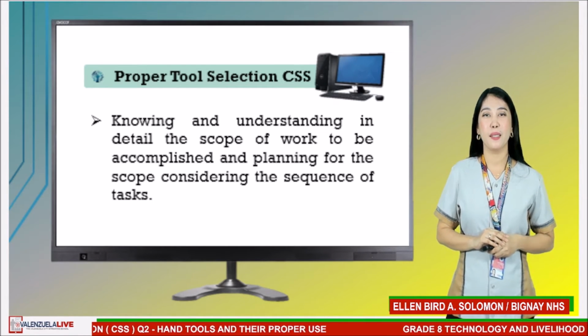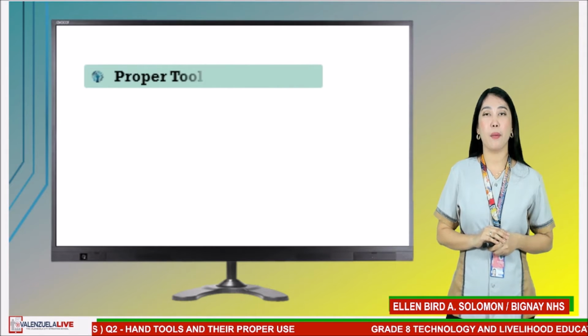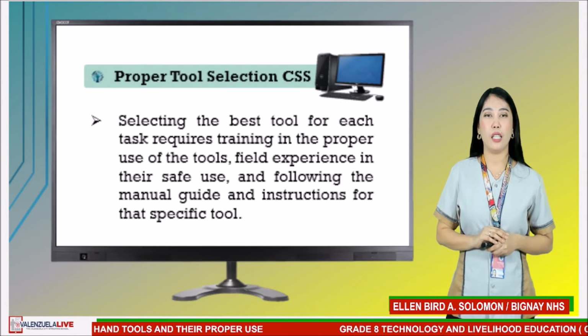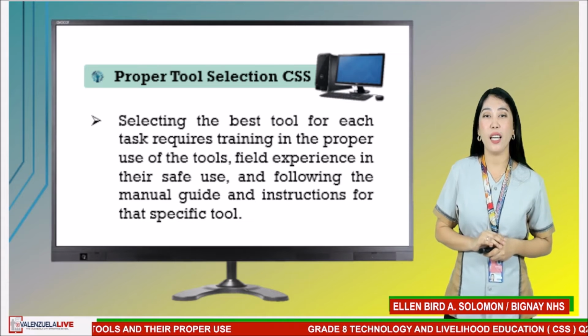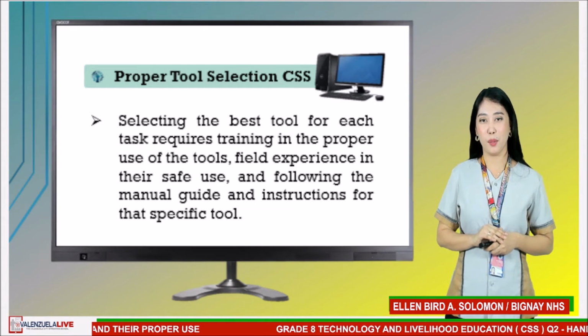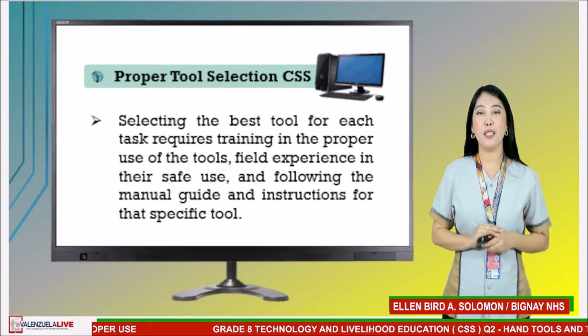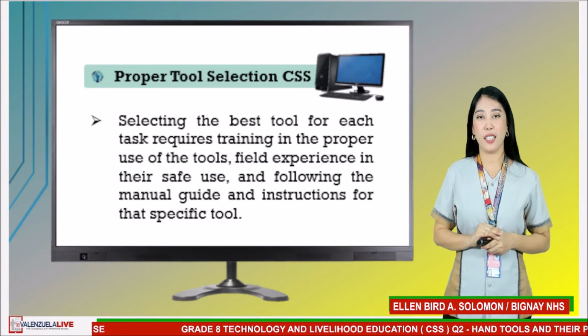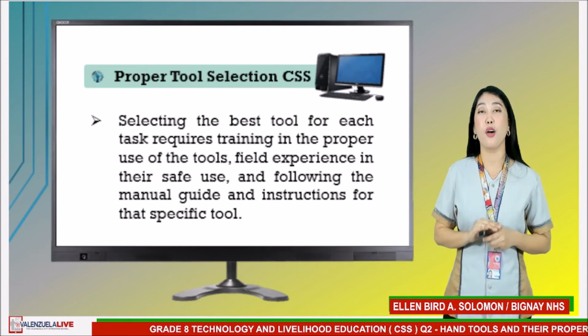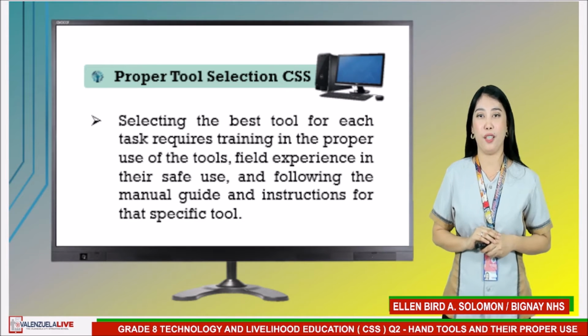Next, selecting the best tool for each task requires training in the proper use of the tools, field experience in their safe use, and following the manufacturer's guidance and instructions for that specific tool.